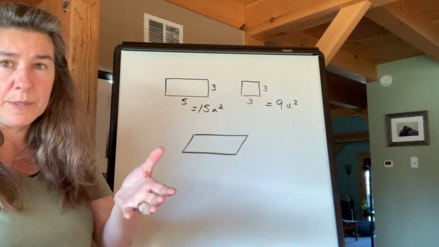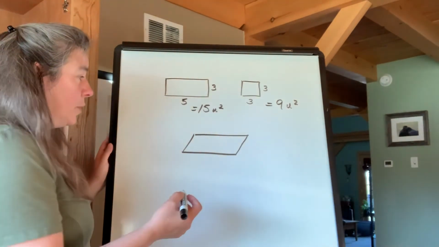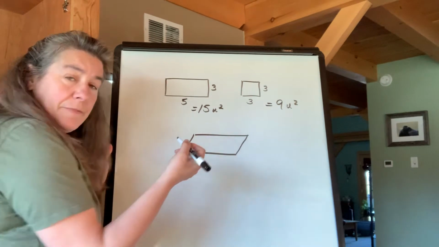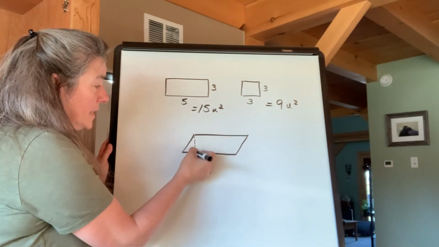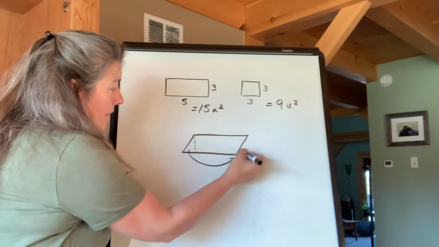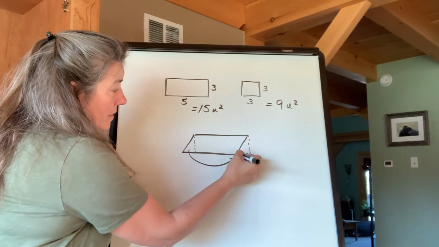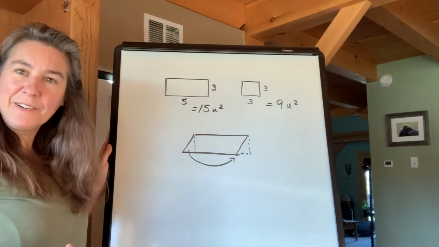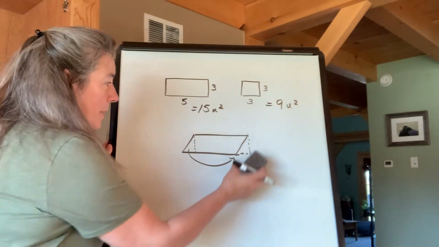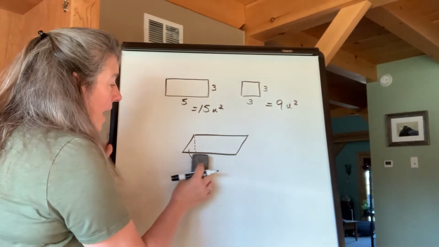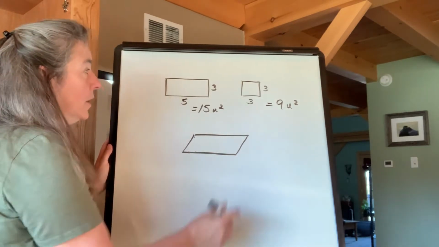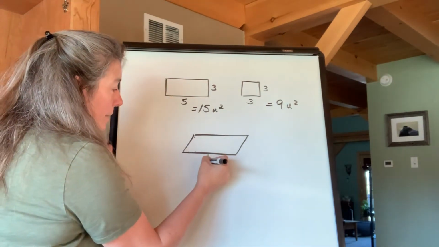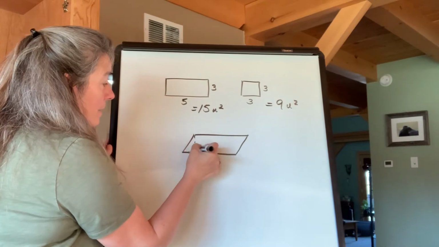And again, I'm sorry we're not having an opportunity to do more with this, but you're going to find with a parallelogram that if this little triangle came off and went over here, you would have a rectangle, right? So you're going to find that a parallelogram has very much the same formula as a rectangle, which is that the area is the base times the height.